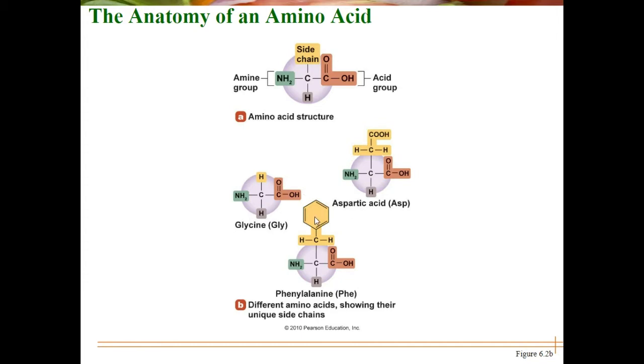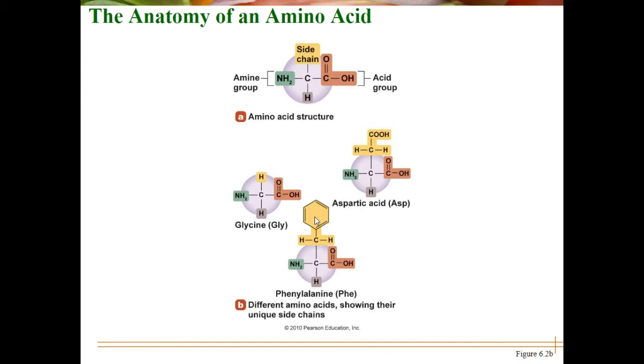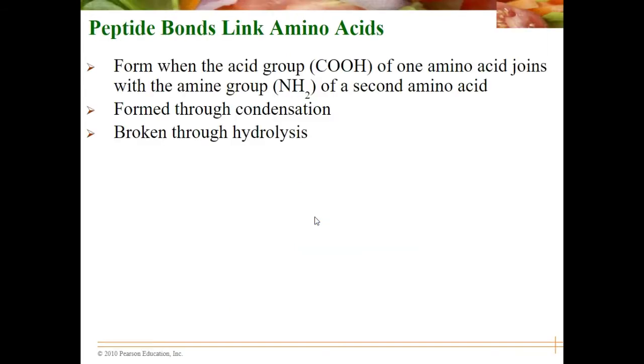So how many amino acids do we have? 22 in all, but only 9 are essential, again. Peptide bonds link amino acids. The process of creating and breaking down peptide bonds has the same terms as with carbohydrates: condensation and hydrolysis. Through condensation, a peptide bond is created, and through hydrolysis, the peptide bond is broken down.